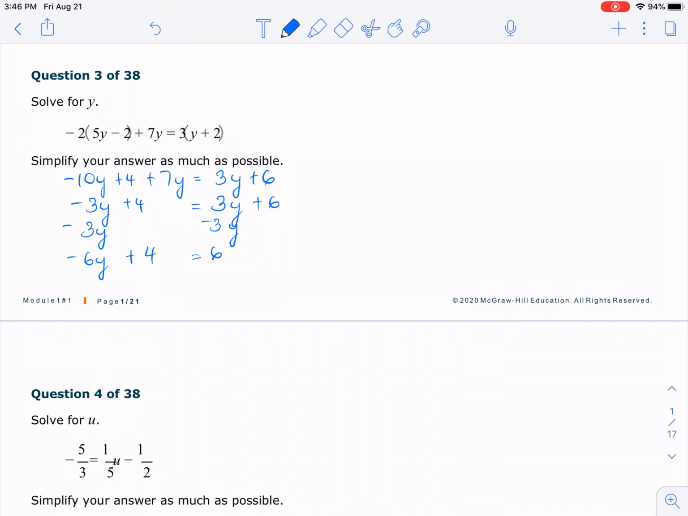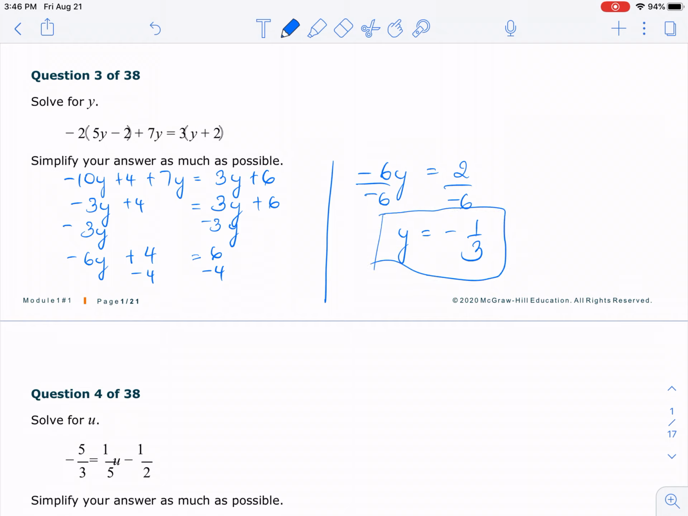So we have to move everything, we have to isolate the variable, so I'm going to subtract 4. So we ended up with negative 6y equals 2. And then I divide by negative 6, divide by negative 6. So we ended up with negative 1/3. Don't forget, you can always check your solution by plugging in the original.